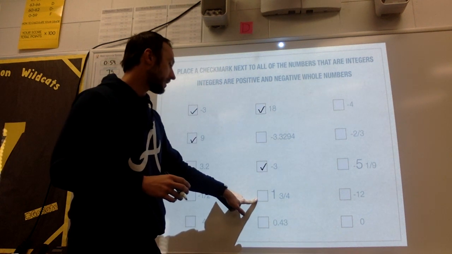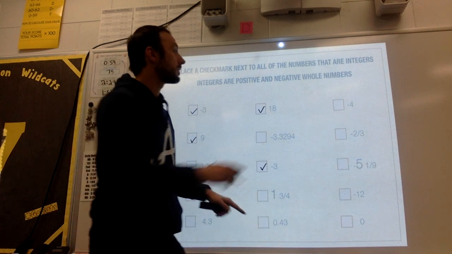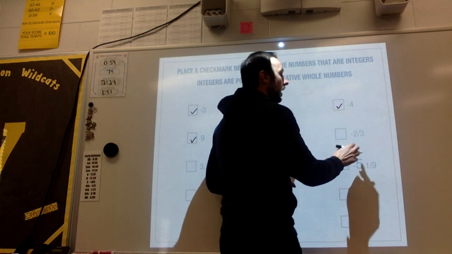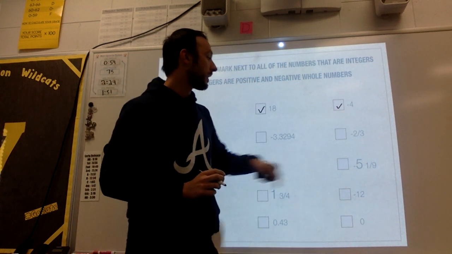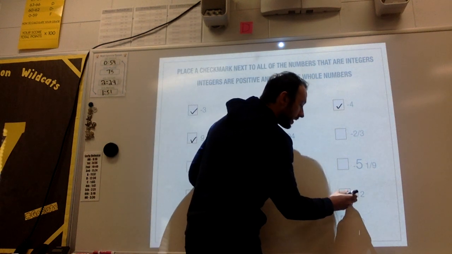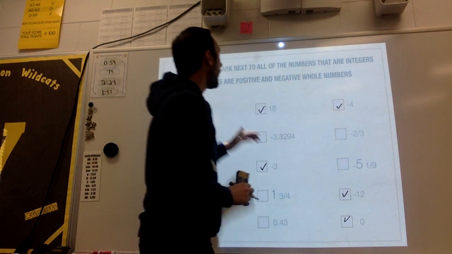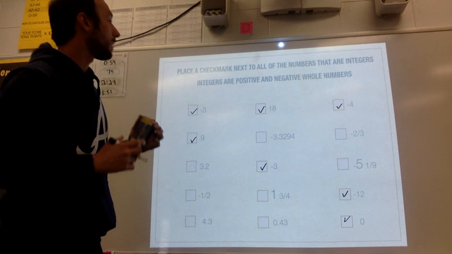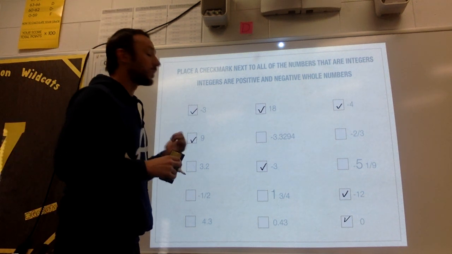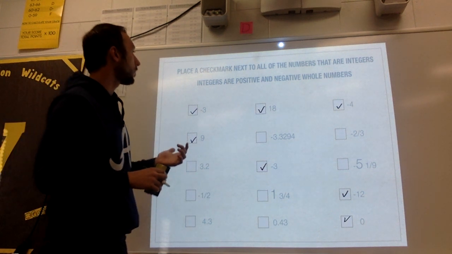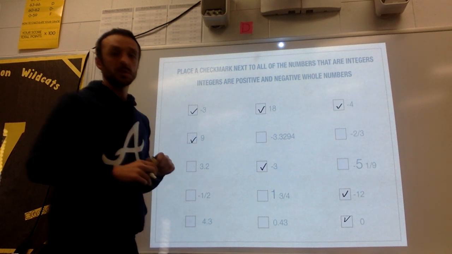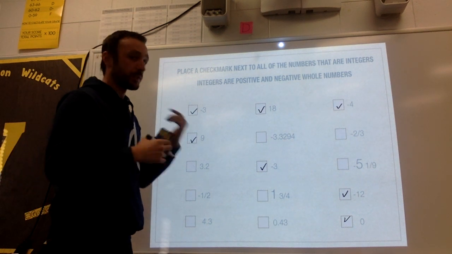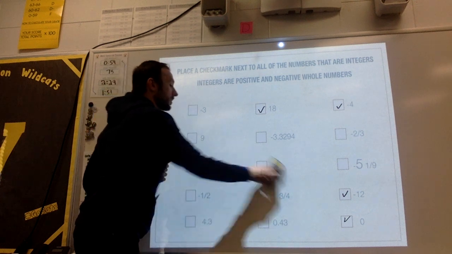1 3/4 is a mixed number, so it's not. That's a decimal, so no. -4 is an integer. -2/3 is not. -5 1/9 is not. -12 is, and 0 is. So I check marked all the numbers that were positive or negative whole numbers. So no fractions, no decimals. That's step one with integers: being able to identify integers, and to reiterate, positive and negative whole numbers.